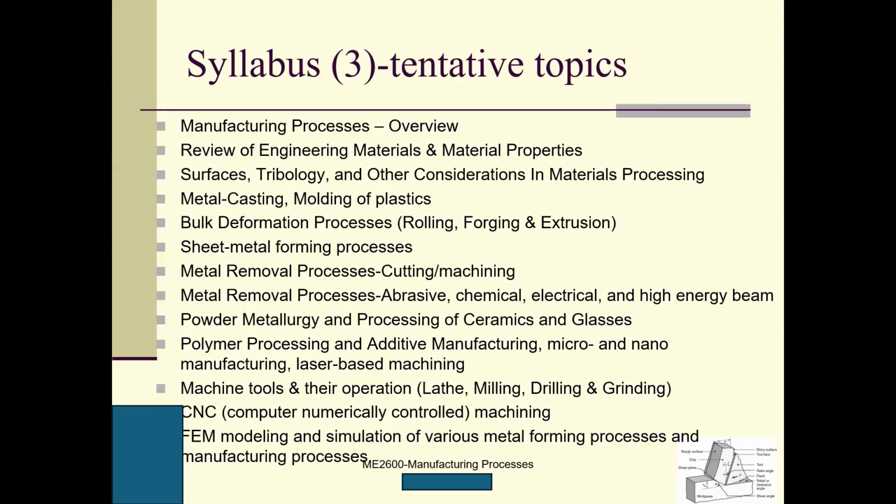Then we talk about powder metallurgy and processing of ceramics and glasses. So this is powder metallurgy, right? Then after that, this is ceramics and glasses, and then we talk about polymers and how to process them. Polymer processing and additive manufacturing. Additive manufacturing is a very, very hot research area. So we are going to talk about additive manufacturing. I will give you a lot of handouts for additive manufacturing.